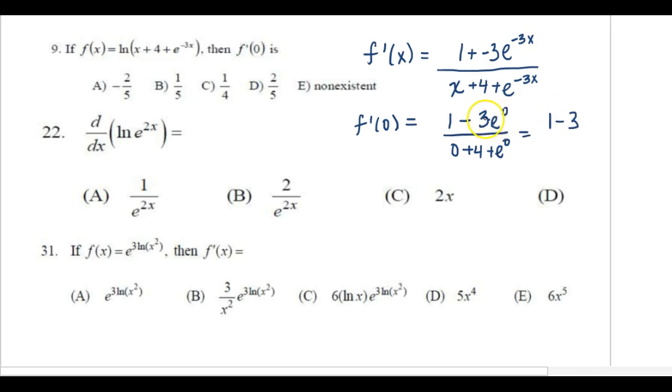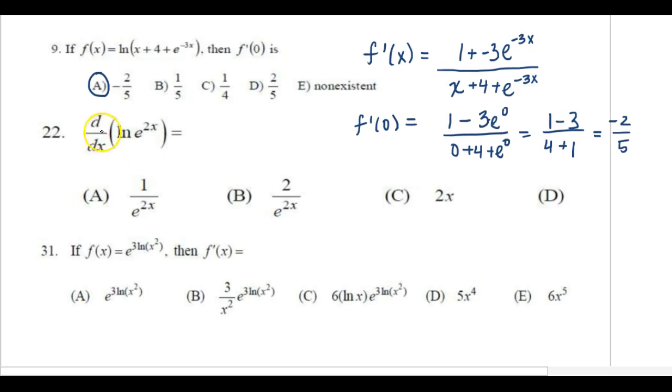So remember that this is 3 times e to the 0. So the only thing becoming a 1 is e to the 0, right? The 3 doesn't go away. Sometimes that happens with some students. Then this is 0 plus 4. So 4 plus, again, e to the 0 is 1. So I have -2 over 5. And yay us, that is an option. It is A is the answer to this first one.